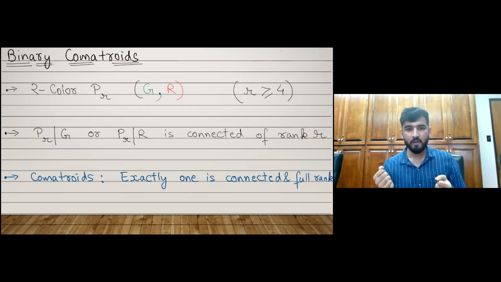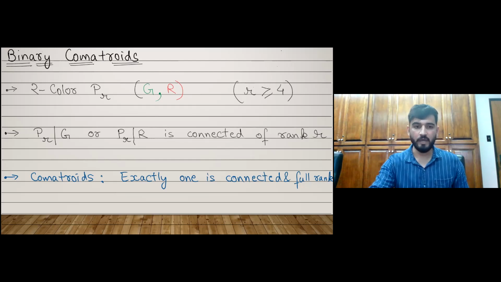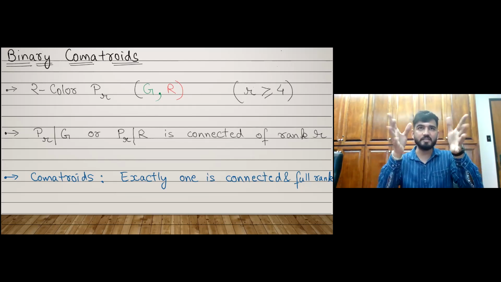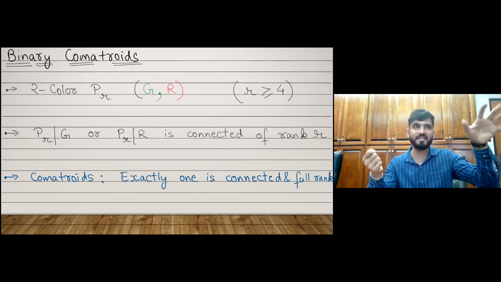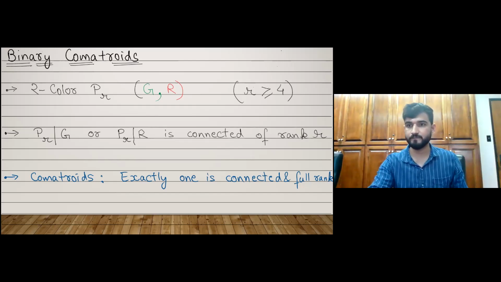And why is that? Because if both of them are connected of full rank, then we have a connected flat whose complement is also connected and full rank. We cannot have that for comatroids. Any questions about this? So in other words, when you two-color a binary projective geometry and this two-coloring is a comatroid, then every projective flat is either red connected or green connected.